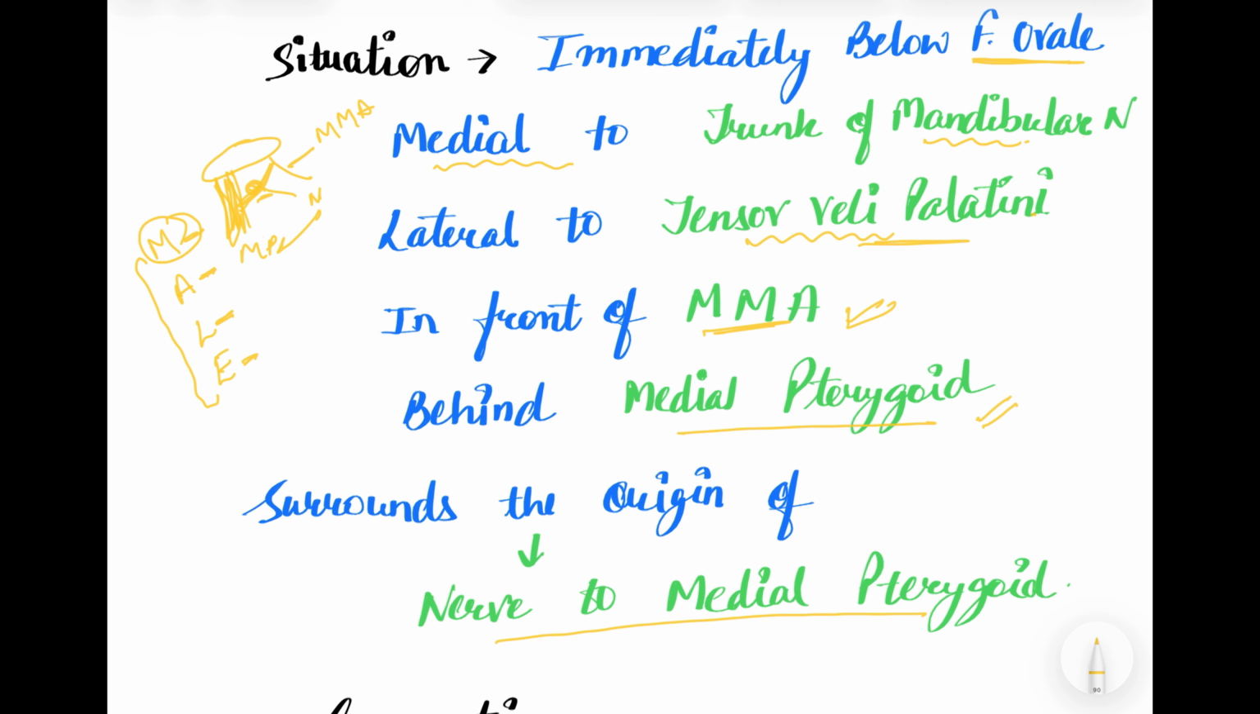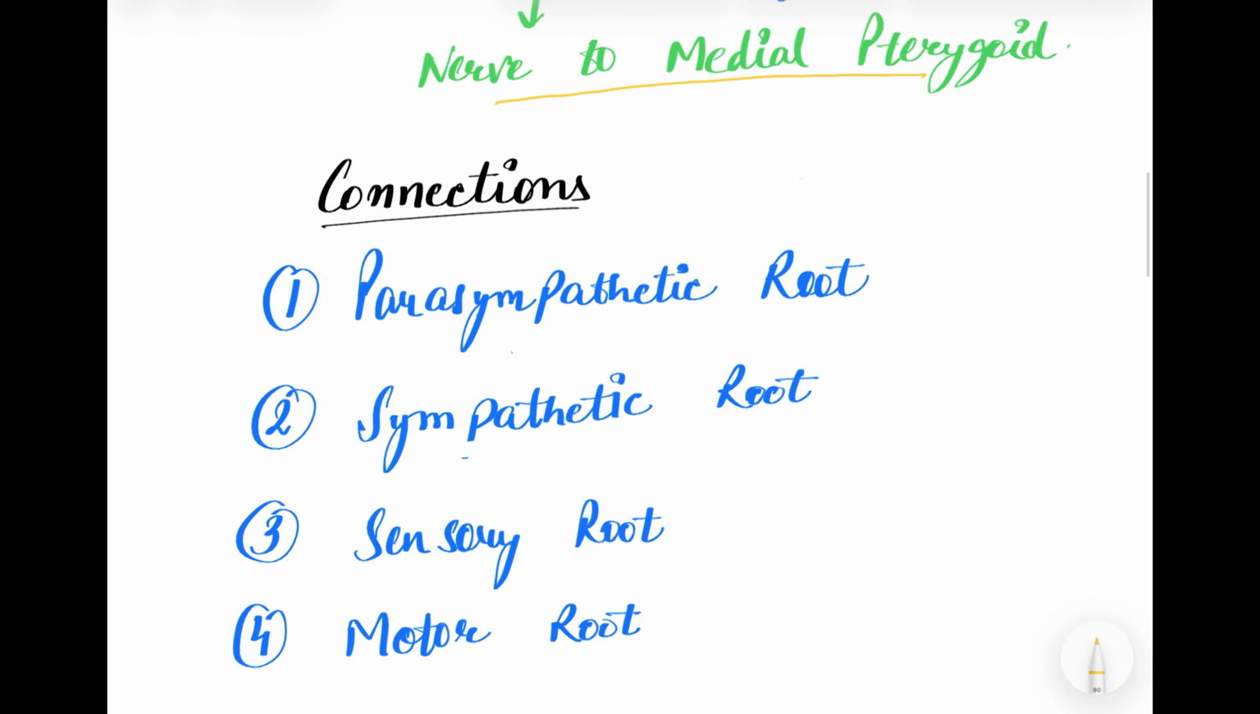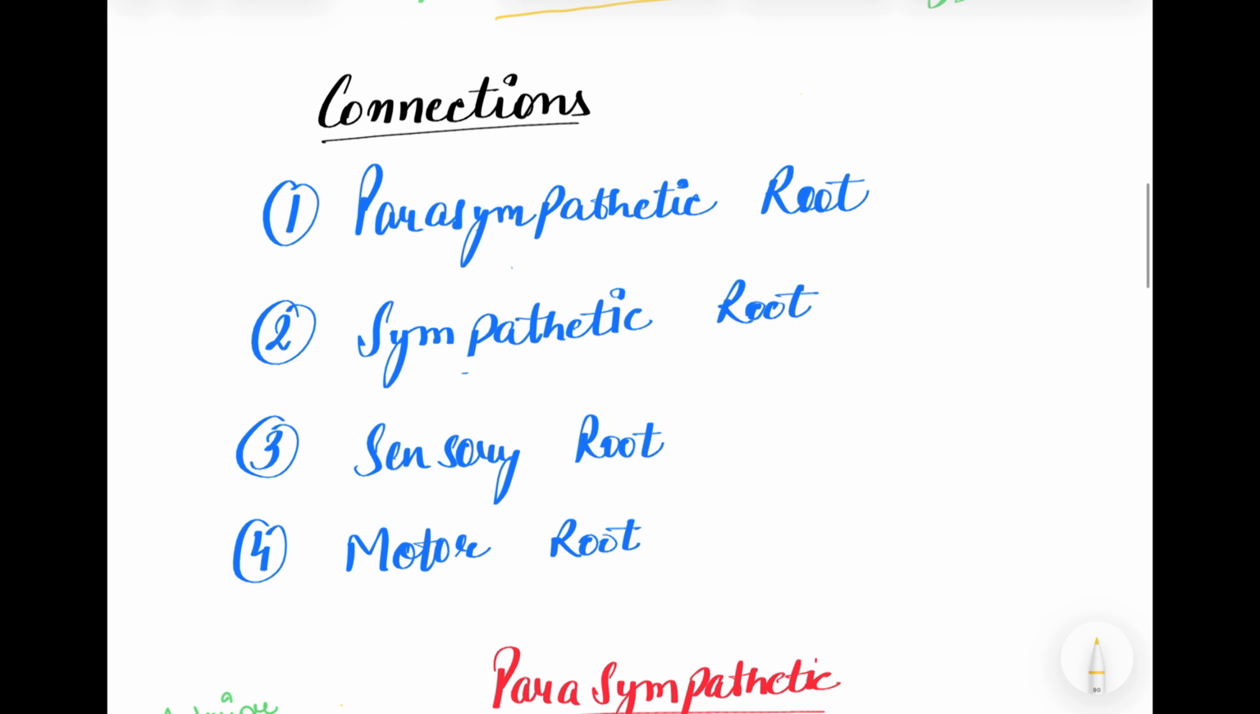Now we will be talking of a very important thing, that is the connections. Every parasympathetic ganglia is going to have connections, but in the otic ganglia the very important thing is that we have 4 roots. First we have the parasympathetic root, then the sympathetic root, then the sensory root, and lastly the motor root. So there are 4 roots connected to your otic ganglia. We will be talking of these roots one by one.